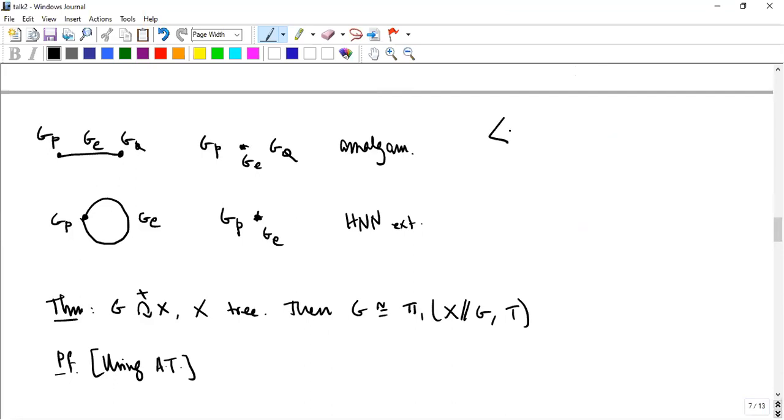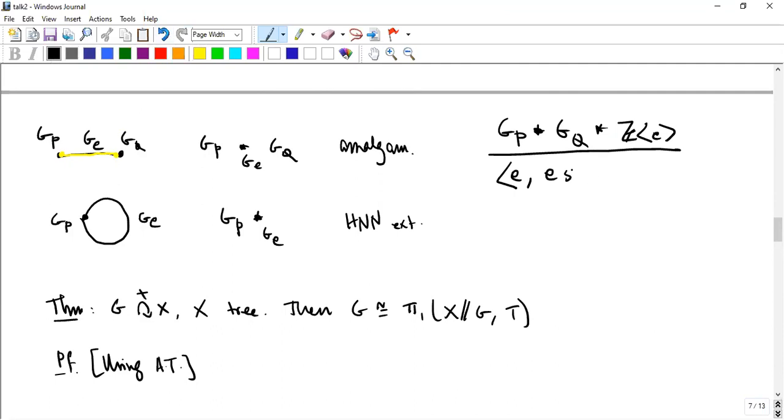You can write it's just GP star GQ star the free group on one thing, which is just a cyclic group, quotient by, choose this. There is a unique maximal tree here, which is just this edge, right? You're quotienting by E, and E S alpha E bar equal to T alpha, maybe the other way around, but it doesn't matter actually. E T alpha E bar equal to S alpha E bar equal to 1.